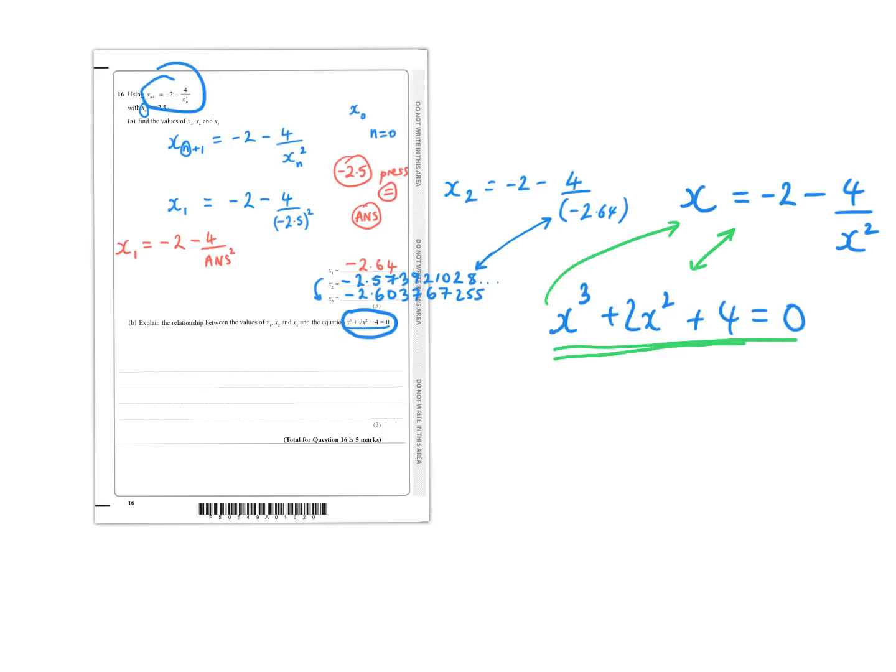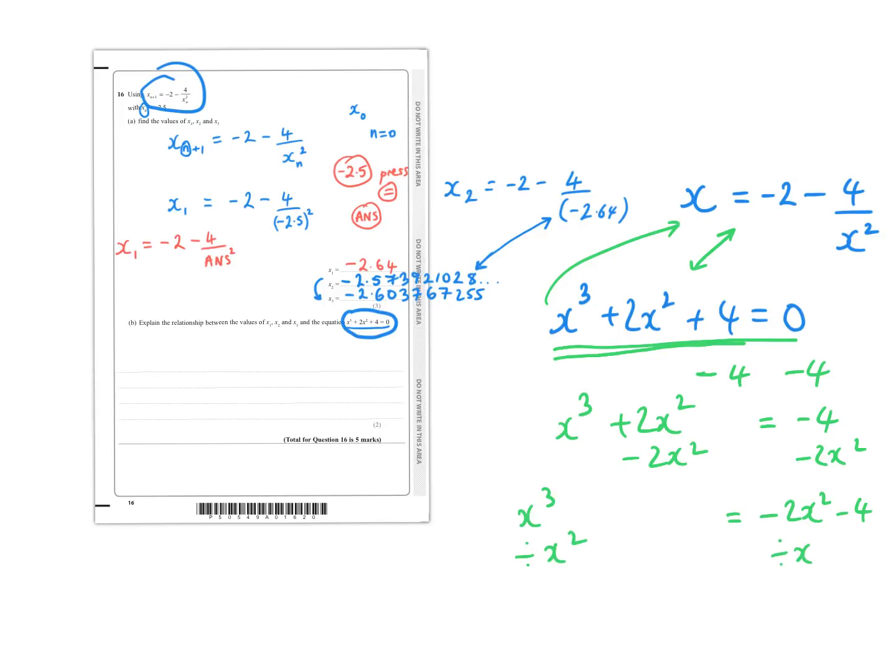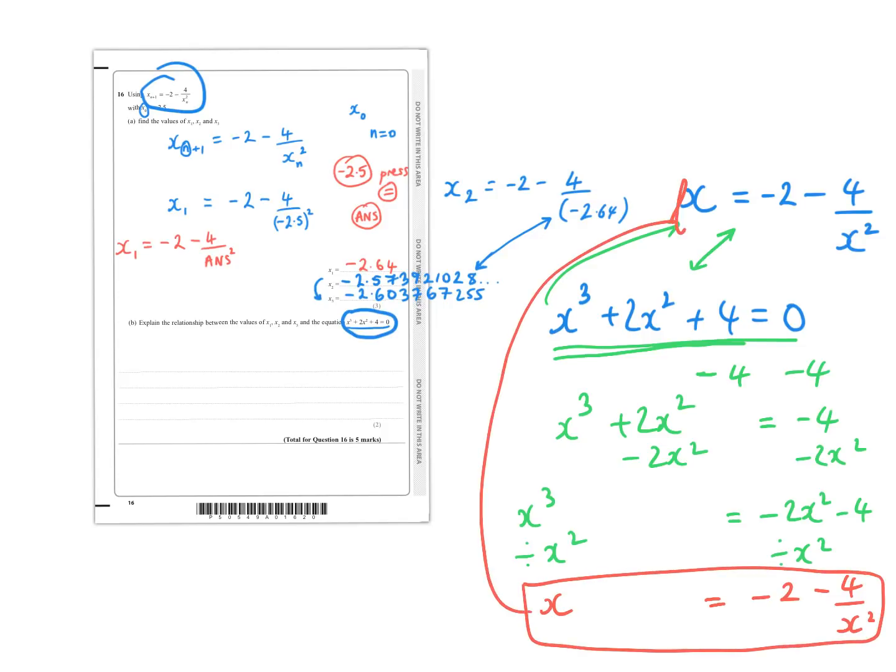So I think the first thing we can do is I can see that if we took away the 4 from both sides first, we'd have x cubed plus 2x squared equals negative 4. Then if we took 2x squared from both sides, we would have x cubed equals minus 2x squared minus 4. And then if we divided both sides by x squared, we would end up with x equals minus 2 minus 4 over x squared. And yes, that means I can get this form to match the iterative form of part A here. Okay, so that's what I would actually do.